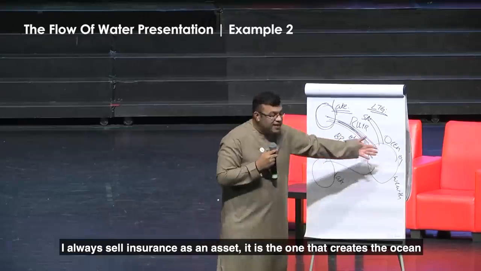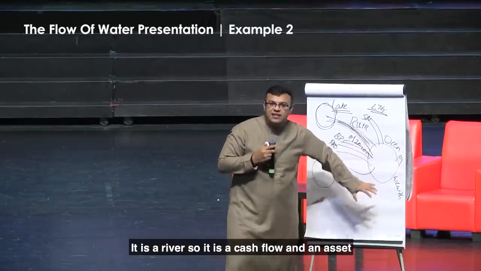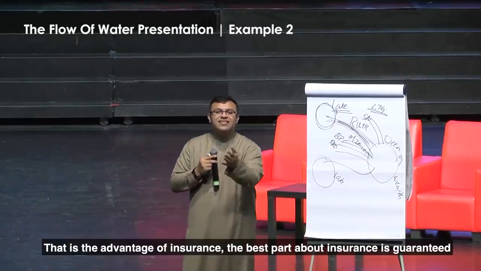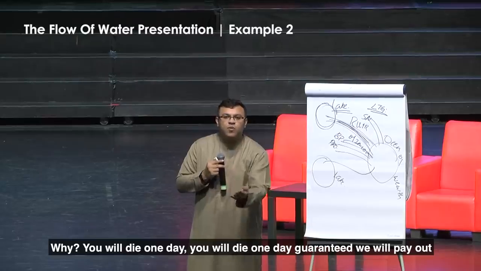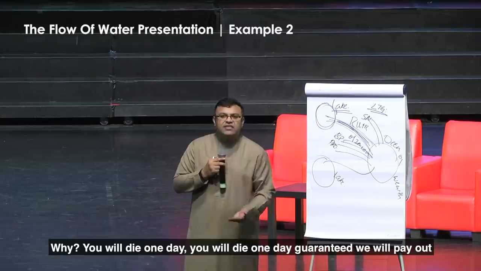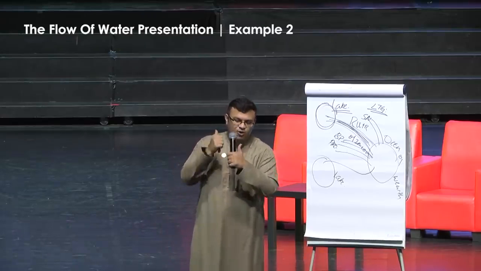It is the one that creates the ocean. It is a river, so it's a cash flow and an asset. That's the advantage of insurance. And the best part about insurance, it's guaranteed. Why? You will die one day. It's guaranteed. We will pay out. That's the advantage. Does that answer? Thank you, Mr. Ramesh.